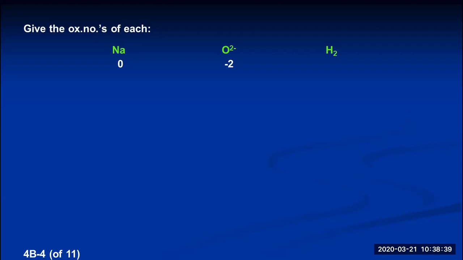This is how elemental hydrogen exists, in diatomic form. But elemental hydrogen is just hydrogen atoms. They just happen to pair up. If it's made up of elemental hydrogen atoms, the oxidation number is 0.